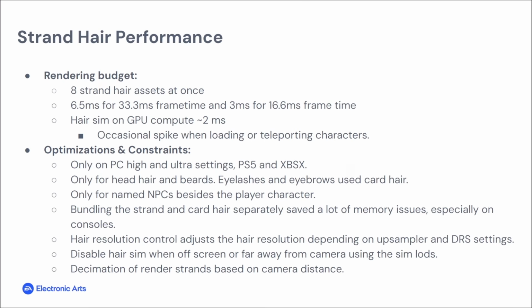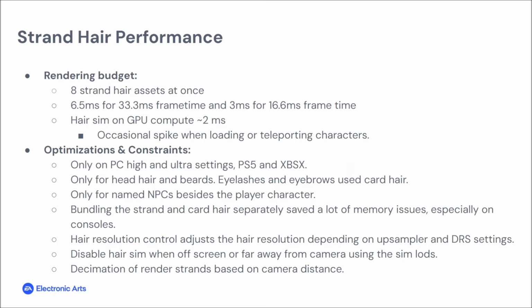We had a rendering budget of 6.5 milliseconds for a 33.3 millisecond frame and 3 milliseconds for a 16.6 millisecond frame for strand hair. The hair sim took GPU compute time of around 2 milliseconds. This allowed us 8 strand hair assets at once on screen, each with 50,000 strands.